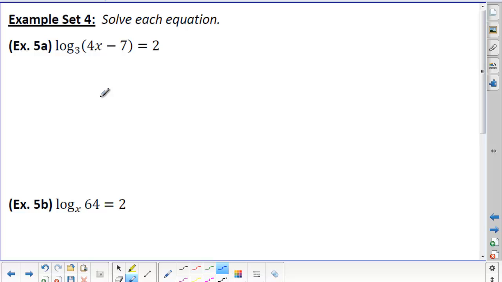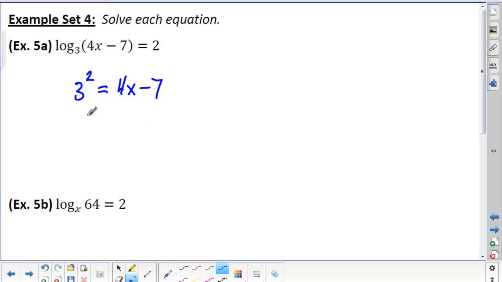All right, so how do we solve this? 5a, log base 3 of 4x minus 7 equals 2. This looks really challenging when you first approach it, but one technique to solve a logarithmic equation, to make it a little easier, is to rewrite it. We can rewrite this as 3 squared equals 4x minus 7. So we rewrite it as an exponential expression.